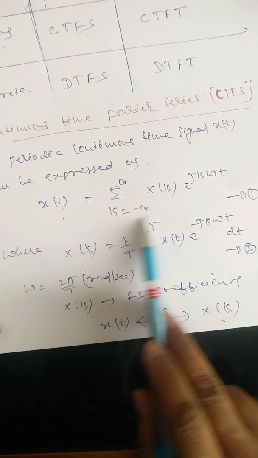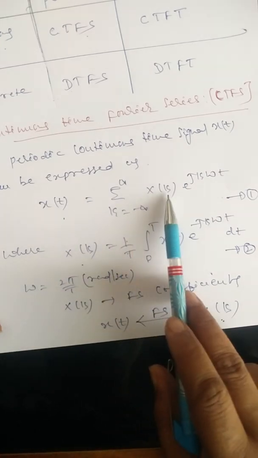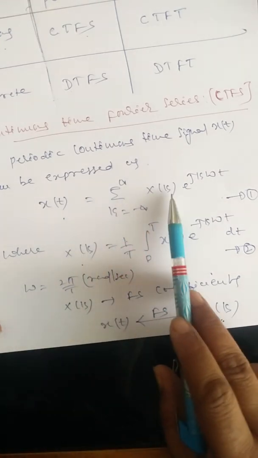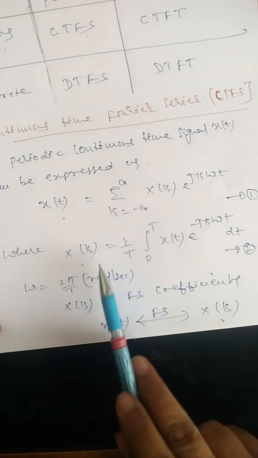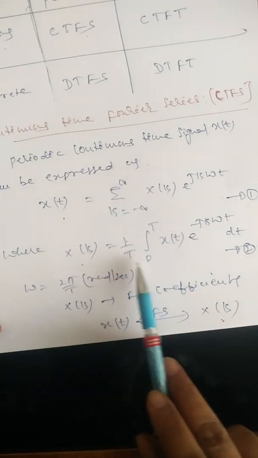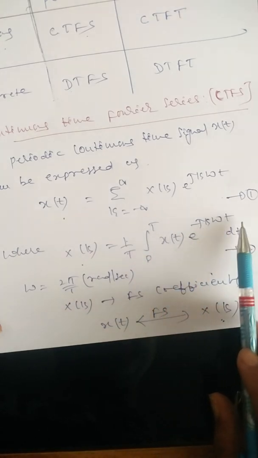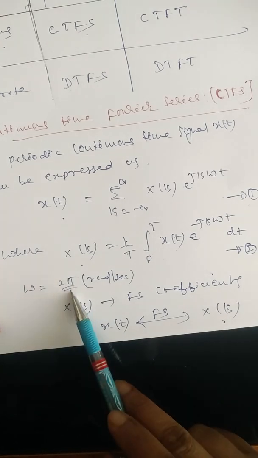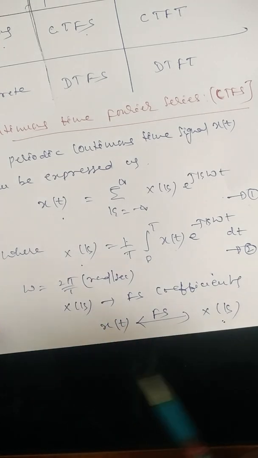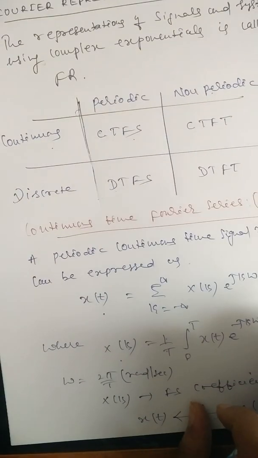This is the Fourier series representation of a periodic signal using Fourier series coefficients, where X of k is the Fourier series coefficient. This is given by 1 by T integral from 0 to T of x of t e to the power of minus jk omega t dt, where omega is the angular frequency given by 2 pi by T radians per second. Next, let us take one basic problem based on this.